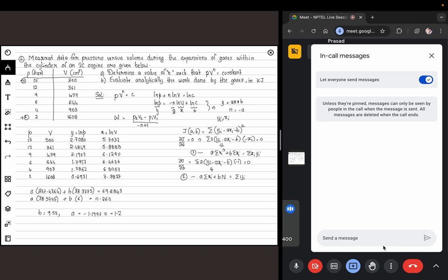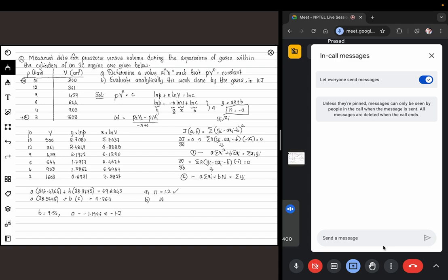As we have seen before, n is essentially minus a, so the value of n that I need to consider for this problem is 1.2. So this is the first part. The first part asks you to find the value of n, and now we have determined the value of n. The second part is straightforward. I just have to substitute that in the formula that I have.